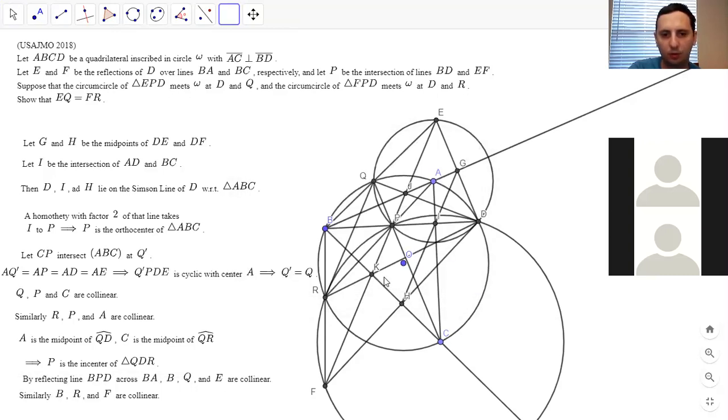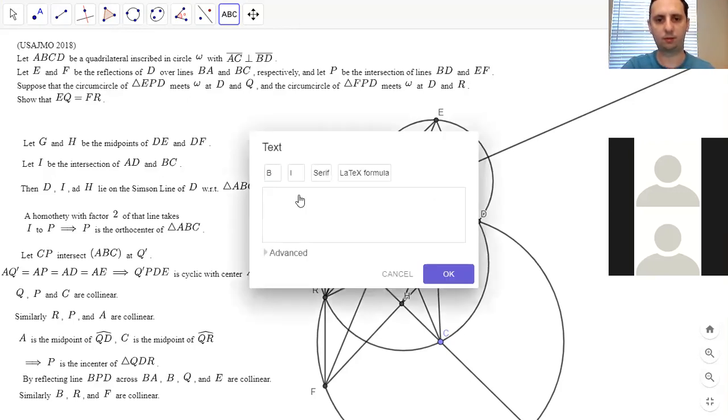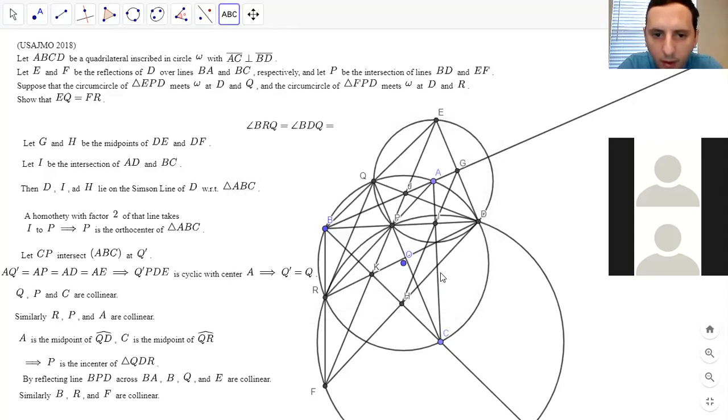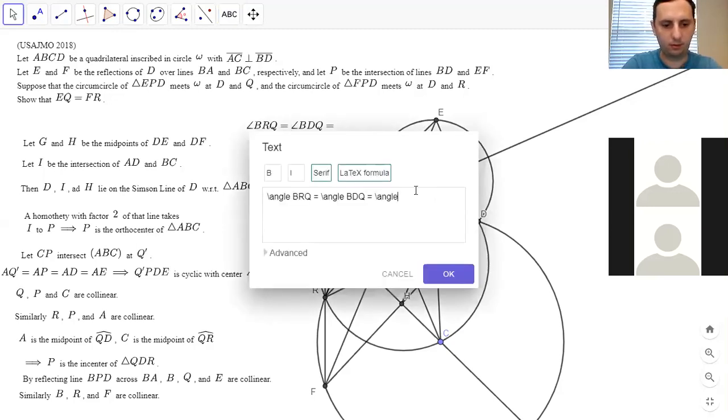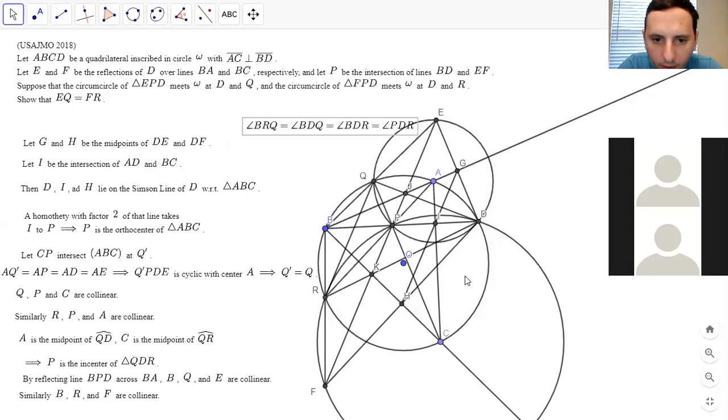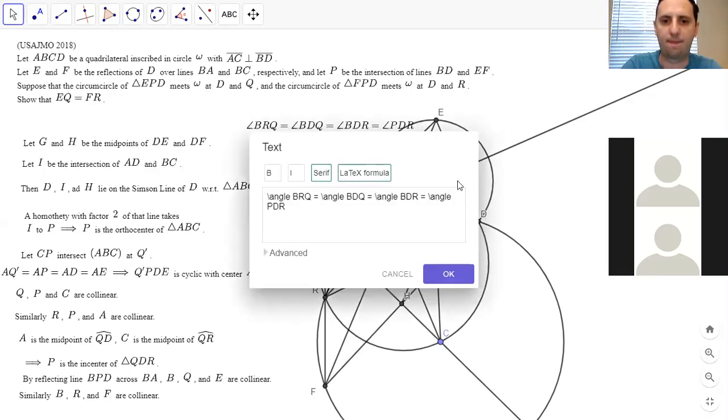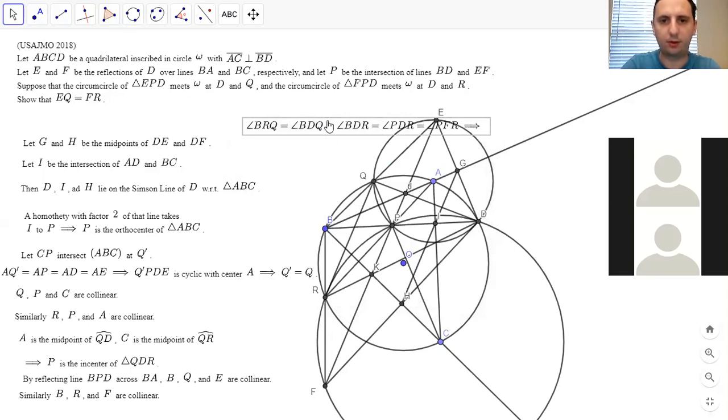So angle BRQ is BDQ. And then that's equal to angle BDR, which is PDR. And then PDR is PFR. So we have EF is parallel to QR.